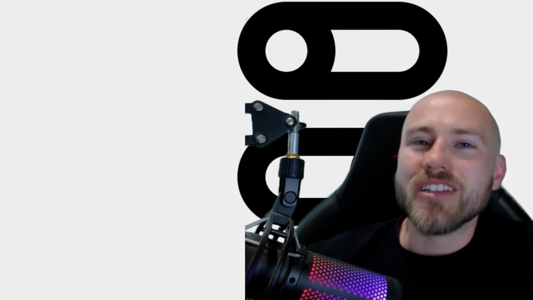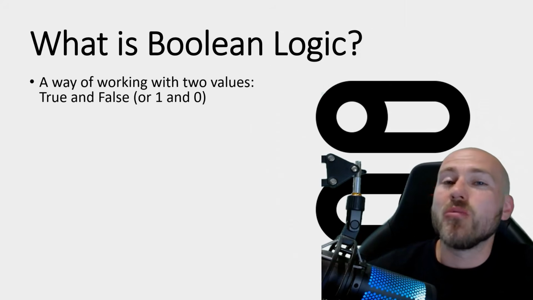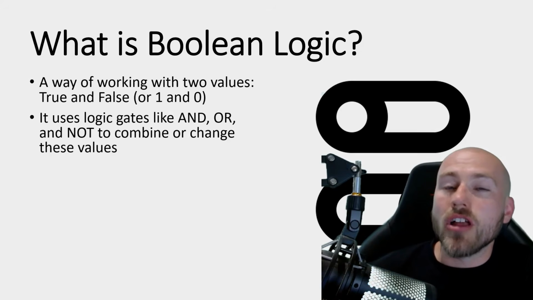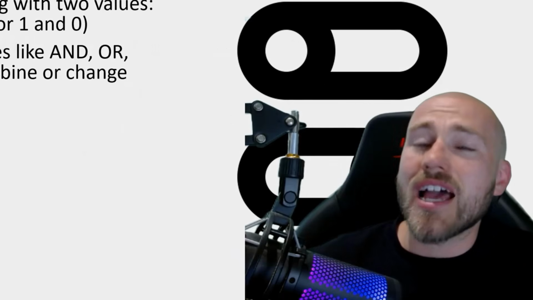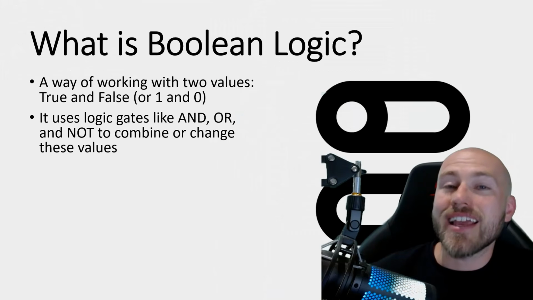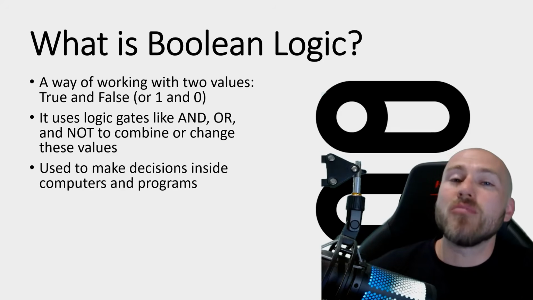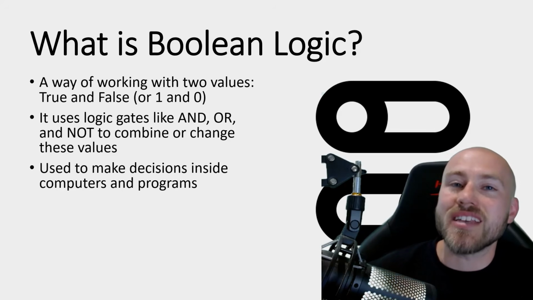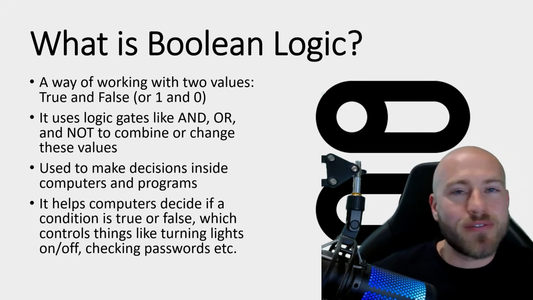Today we are looking at Boolean logic. So as a definition about what Boolean logic actually is, it's a way of working with two values, which is true or false. This isn't all of the logic gates that we can use for this, but there's only three that we need to know for our exam, which is and, or, and not. And you can combine these to change the values that are output at the end. And in terms of why we do this, we use it to make decisions in computer programs, which controls things like lights turning on or off and so on.